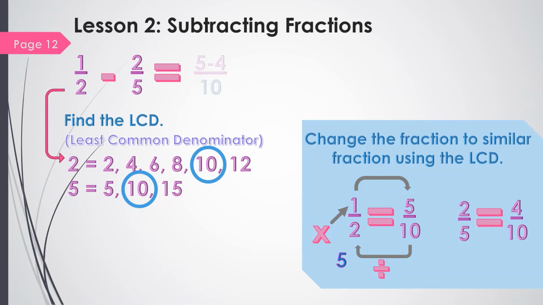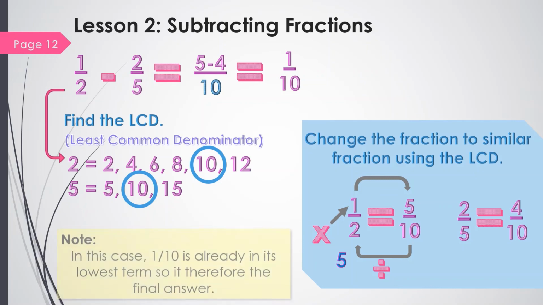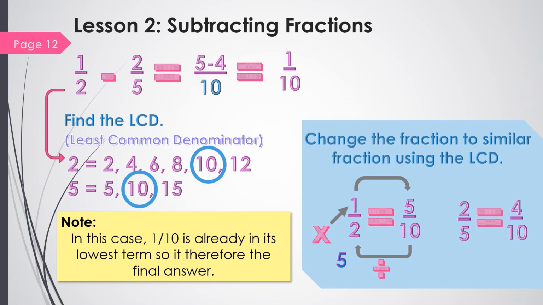So, isusulat natin sila doon sa itaas. So, you will have 5/10 para sa 1/2 and 4/10 para sa 2/5. 5 minus 4 is equal to 1. And then you'll just copy the denominator, which is 10. So you will have 1/10. Now, in this case, 1/10 is already in its lowest term. So it is therefore the final answer. Okay? So 1/10 is your final answer.